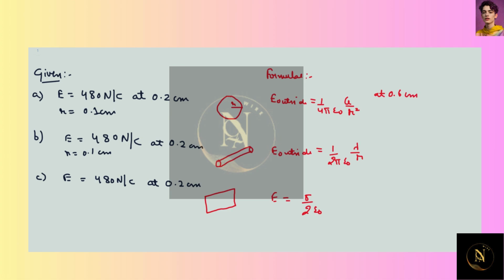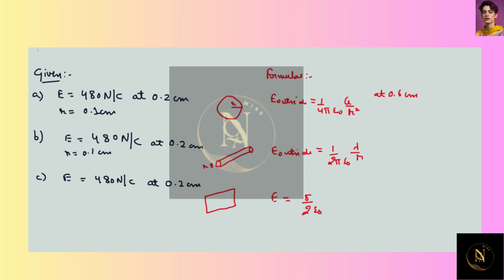Similarly, in part B, instead of a sphere we have a cylinder with charge density lambda. We don't know the lambda, but we know that the electric field due to this cylinder at 0.2 centimeter is 480 newton per coulomb. The radius of this cylinder is 0.1 centimeter. So let's say this is the radius.